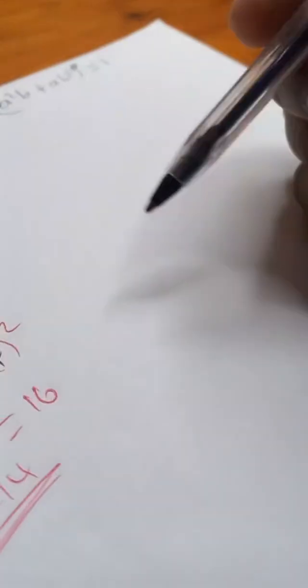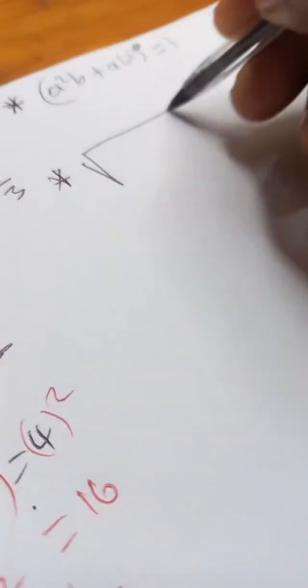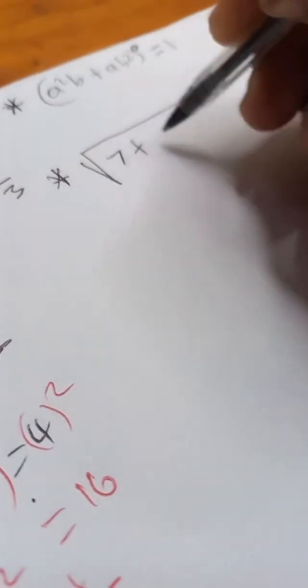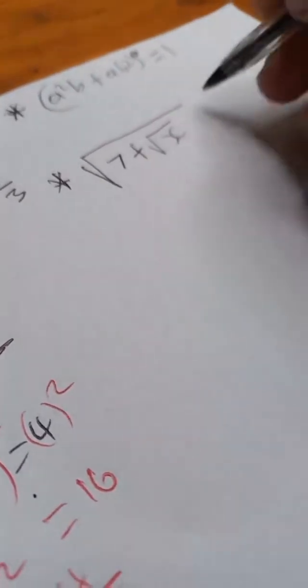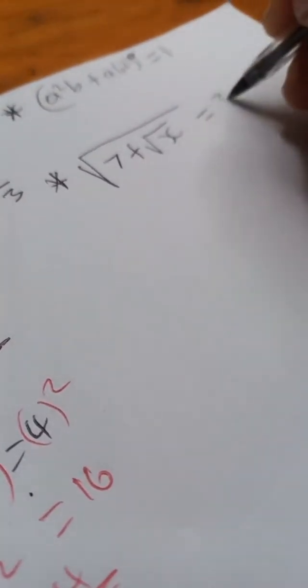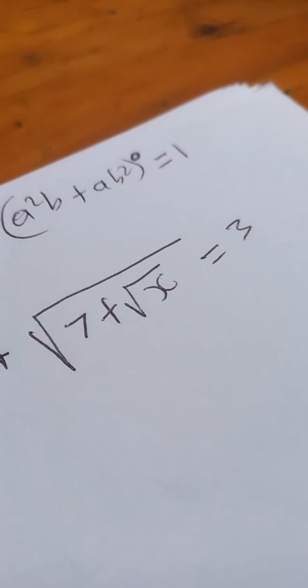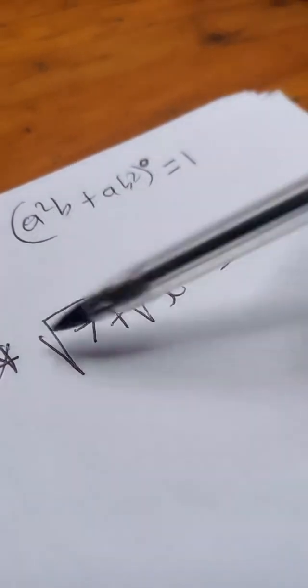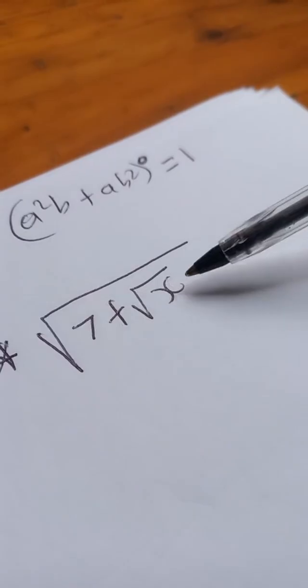Right. Here is our next question. We have the square root of 7 plus square root of x is equal to 3.